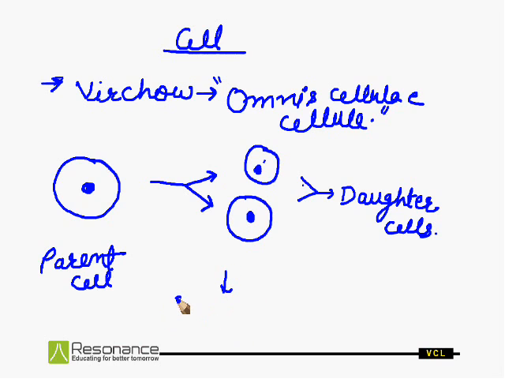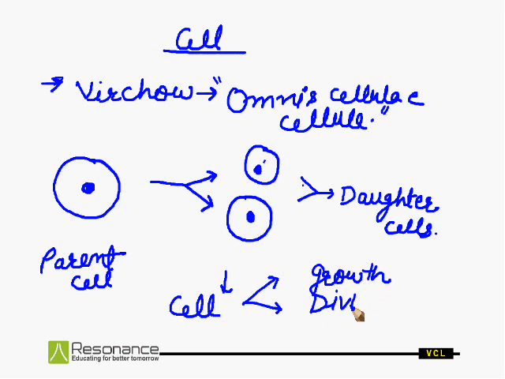That tells us that in a cell's life, two phases are there. The first one is growth and the second one is division. Growth and division make up the cell life, which is called the cell cycle.